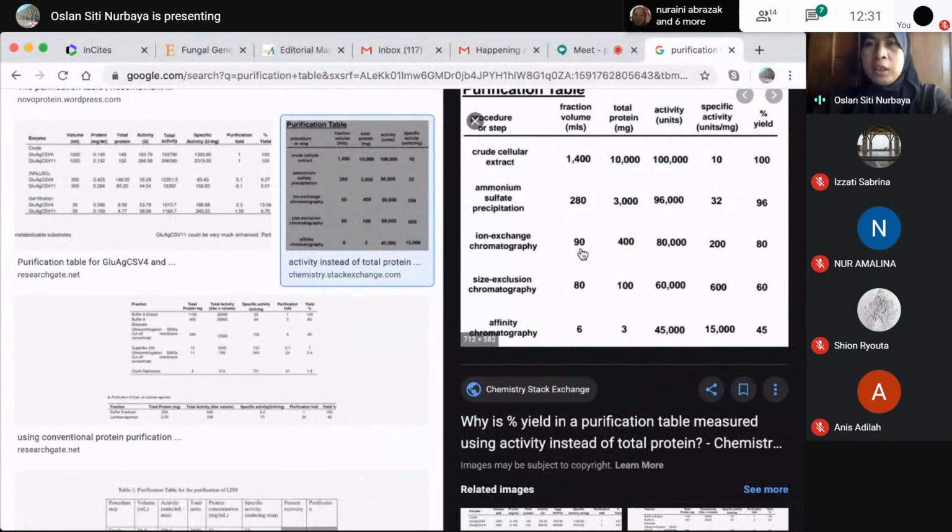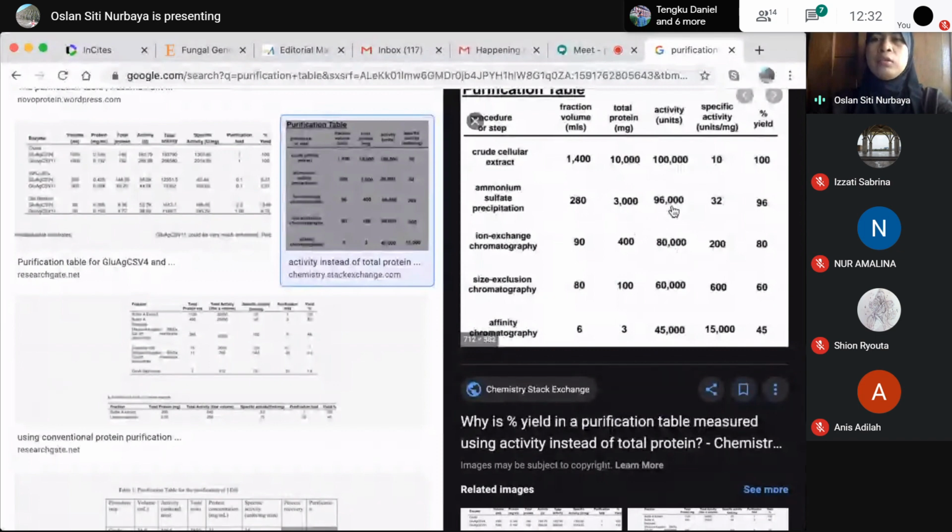So 18, okay, this one IEX. Okay, so 18 times 5 you get 90. Now the volume has reduced from 280 ml to 90. But the total protein, since the majority of the protein you have removed during the flow through, from 3000 you have reduced to only 400 milligram of protein. Okay. Now, what happened now?